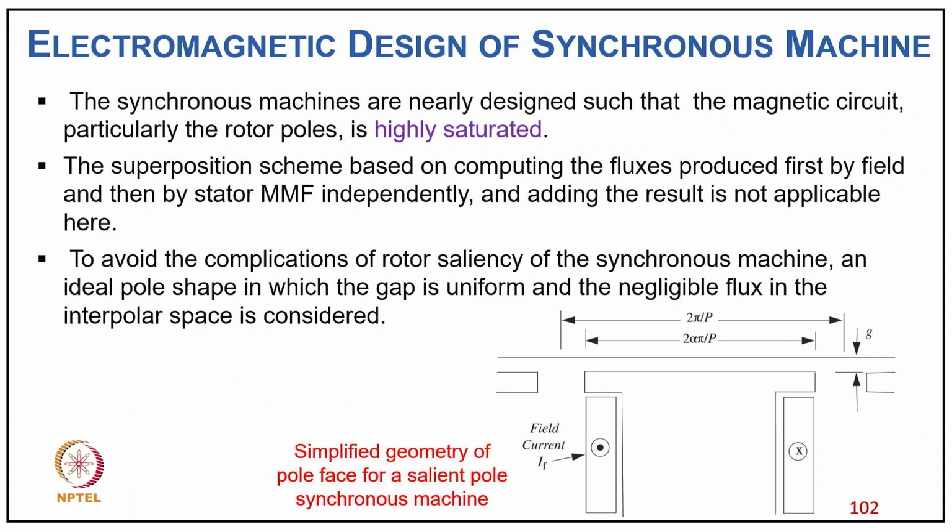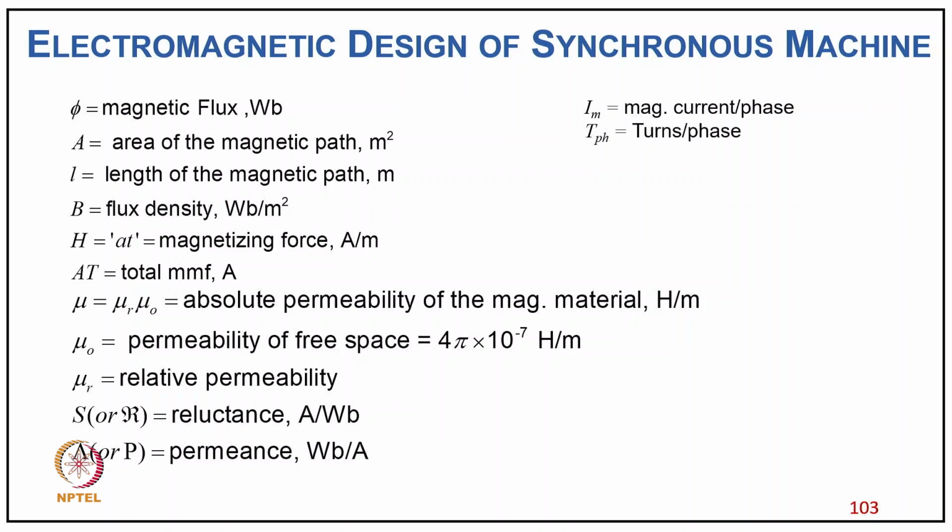Synchronous machines are nearly always designed such that the magnetic circuit, particularly the rotor pole, is highly saturated, and the superposition scheme, based on computing the flux produced by the field and then by the stator MMF independently and adding the results, is not applicable here. To avoid the complications of rotor saliency of the synchronous machine, an idealized pole shape is considered, in which the gap is uniform and the negative flux in the interpolar space is considered. As you can see, the diagram has a field coil with the current coming from the rotor side, a simplified geometry of the coil of the salient pole synchronous machine. So these are of course the notations that we'll be using here.